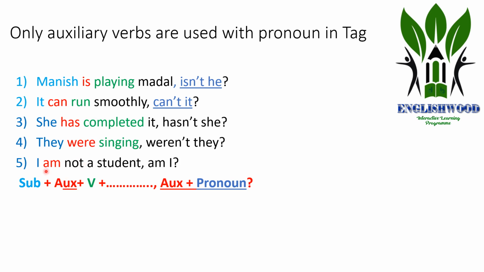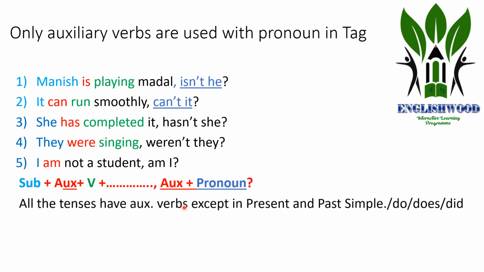So this is another kind of sentence. For this kind of sentence with an auxiliary verb, the structure is subject plus auxiliary verb plus object, where the object can be a noun, a noun phrase, or many other elements to complete the sentence. So at this time we use the tag as auxiliary verb plus pronoun. Now look at this example.